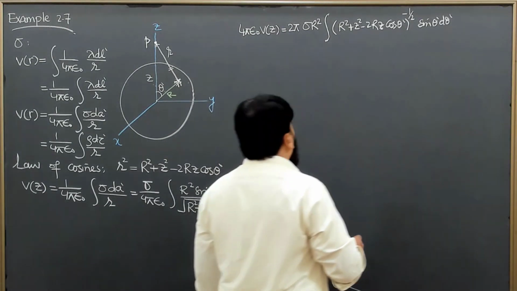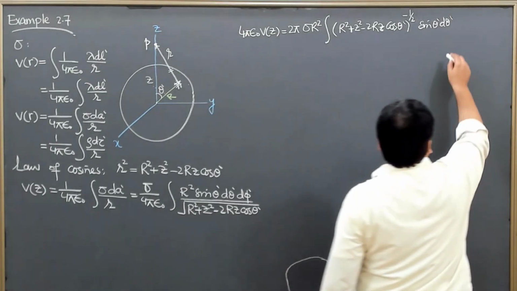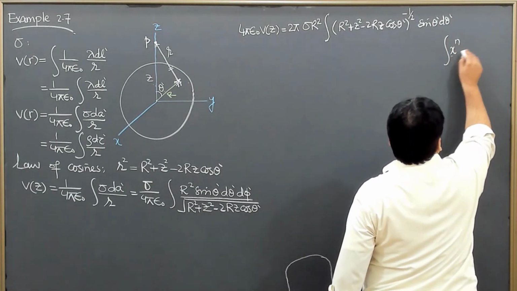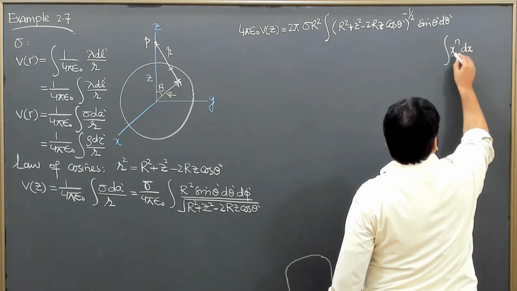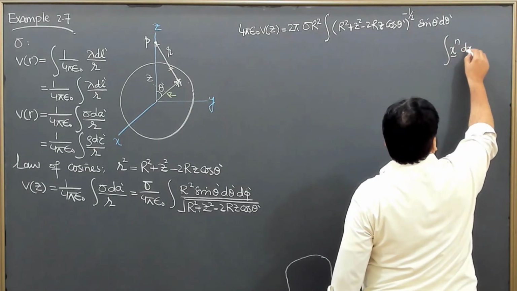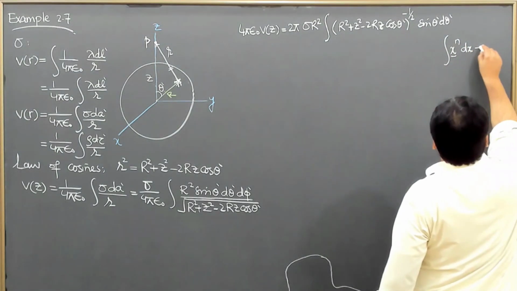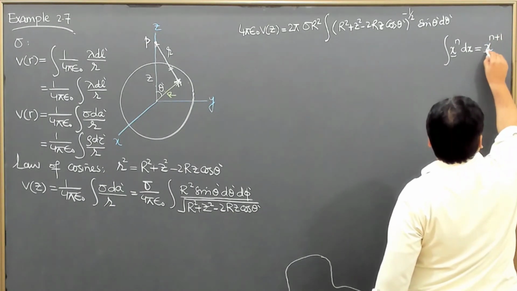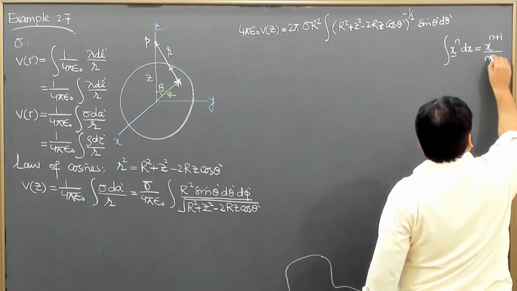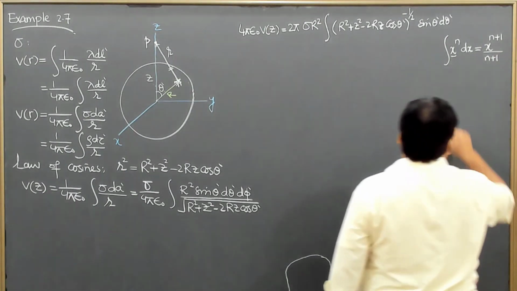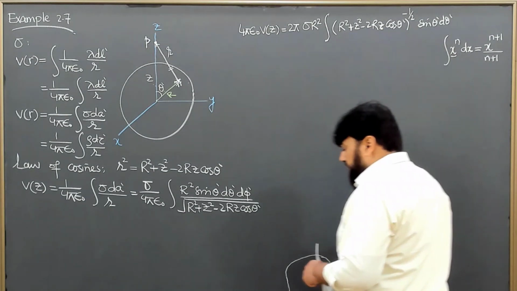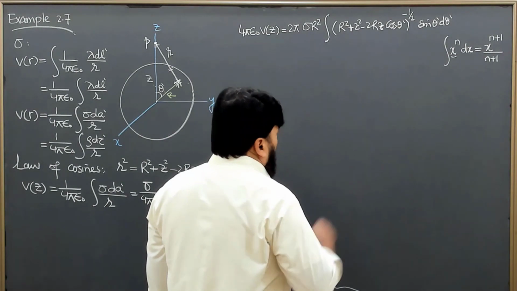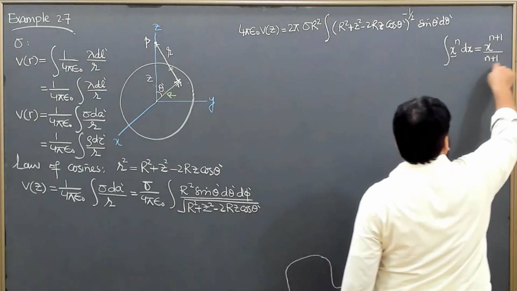Now I know one thing: when we have an integral like x to the power n, and in front of it is its derivative dx, then this is equal to x to the power n plus 1 over n plus 1. And if there are some different variables associated with this one, then we will write them just below it.